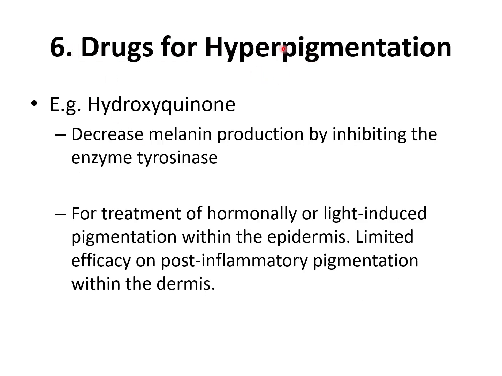Conditions where you have hyperpigmentation are treated with a drug called hydroxyquinone. This is a drug that decreases the production of melanin by inhibiting its synthesis, inhibiting the enzyme tyrosinase. We'll depict the figure in just a second. So it is used for treatment of light-induced pigmentation or hormone-induced pigmentation within the dermis. Limited efficacy, although it might be effective in some cases of post-inflammatory pigmentation, but it is limited.